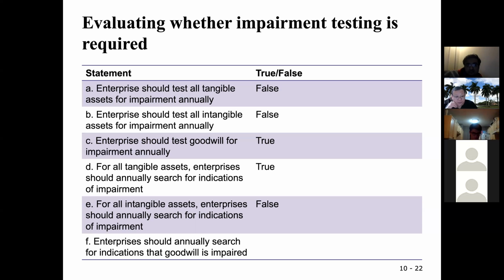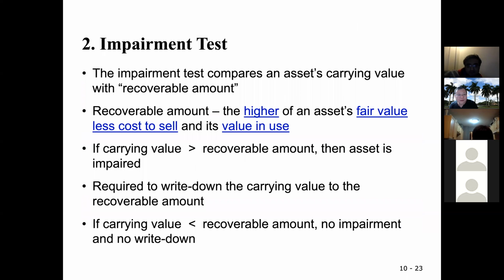So, "Enterprises should annually search for indications that the goodwill is impaired." False, because you don't do that. You just do the impairment testing. That's required annual impairment testing, right? You know you have to do it. Why would you search for indications? So are we okay with this? Yes. Okay.